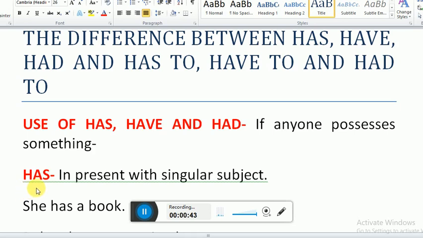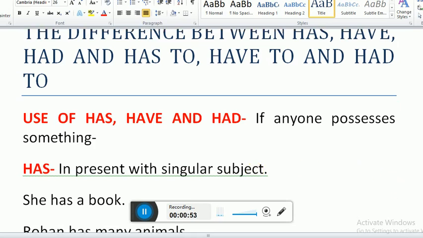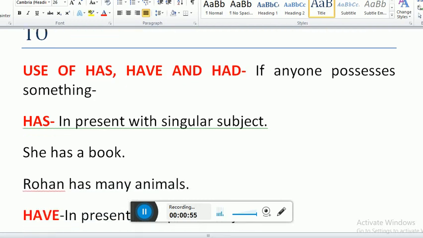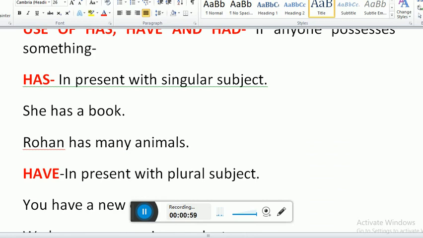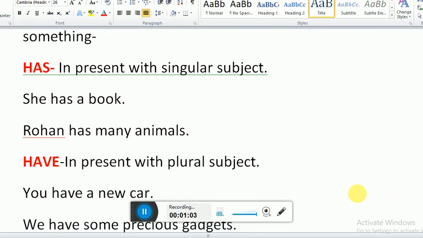We use has in the present tense with a singular subject, for example, she has a book, Rohan has a car, my father has a cycle, your brother has a bike. If the subject is singular, then we should use the helping verb has.